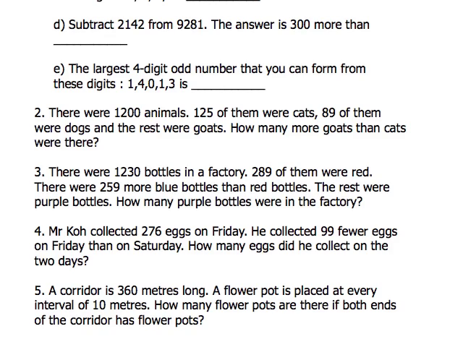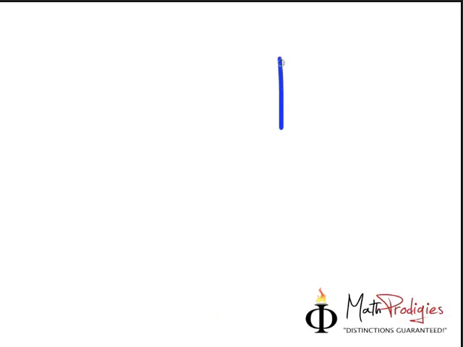The question says there were 1,230 bottles in a factory. This is very similar to the question we just did before. So imagine there were 1,230 bottles in a factory. I'm going to draw this for you immediately, okay? So this is a factory.